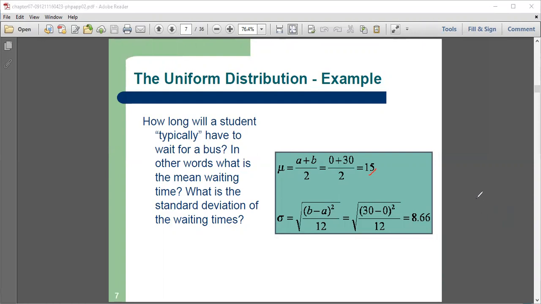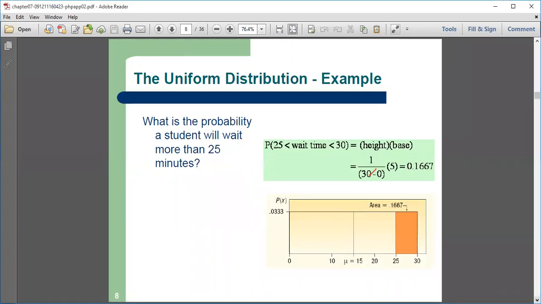Okay, moving on to the next slide, where we will see how to compute probabilities for the uniform distribution. Here we will see the probability that a student will wait more than 25 minutes. So we will only find the area where there is a chance that the student will wait more than 25 minutes, which means from 25 to 30 minutes. You can see that the height of the area is not changed. Only the base is changed when we change the minimum and maximum values.